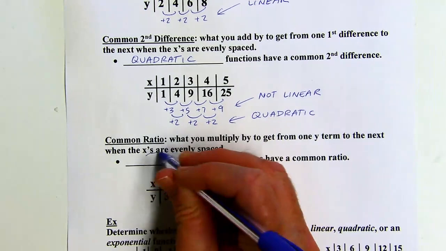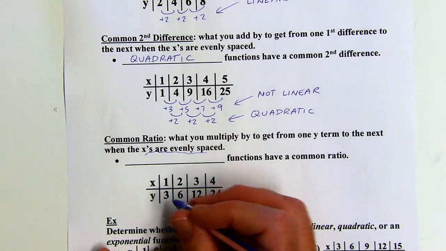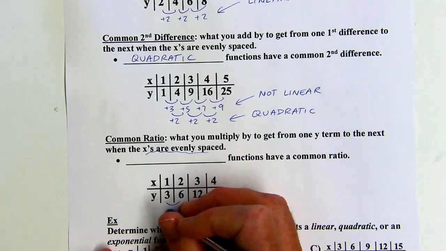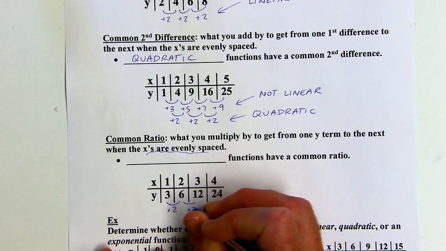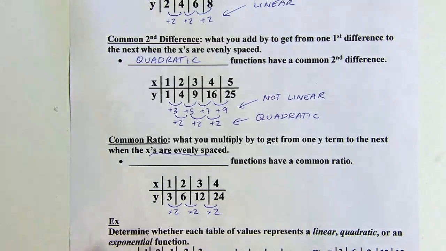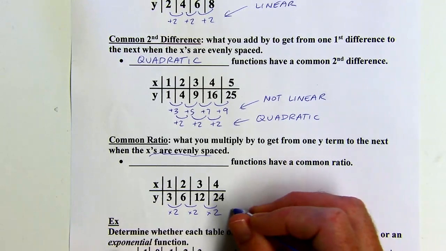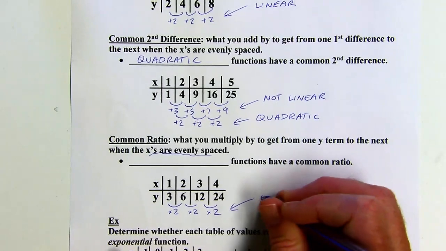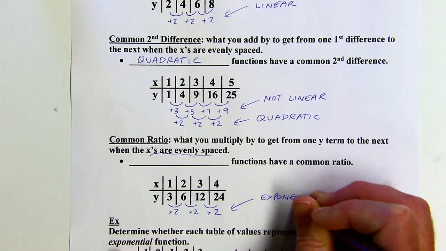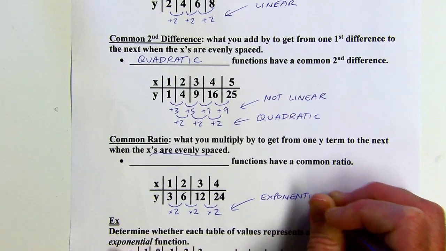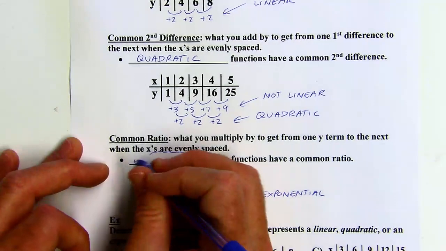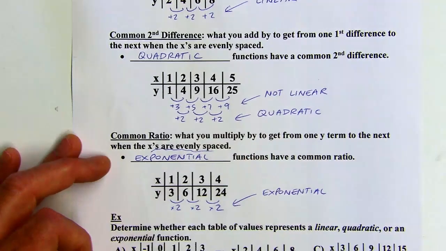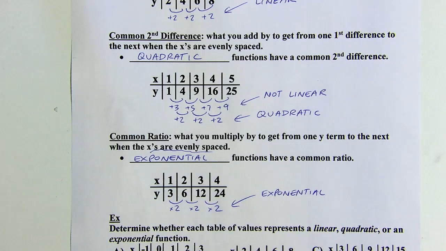The x's are evenly spaced again. And if you look at this pattern, the y's are doubling. So we can multiply by 2 going down the line. We're multiplying by the same thing to get from term to term. That means we've got a common ratio, and that means this is going to fit an exponential function. So these points would all fit on an exponential curve. That's what goes in the blank here. Should have written that first. Okay, so those are the tests that we can do.